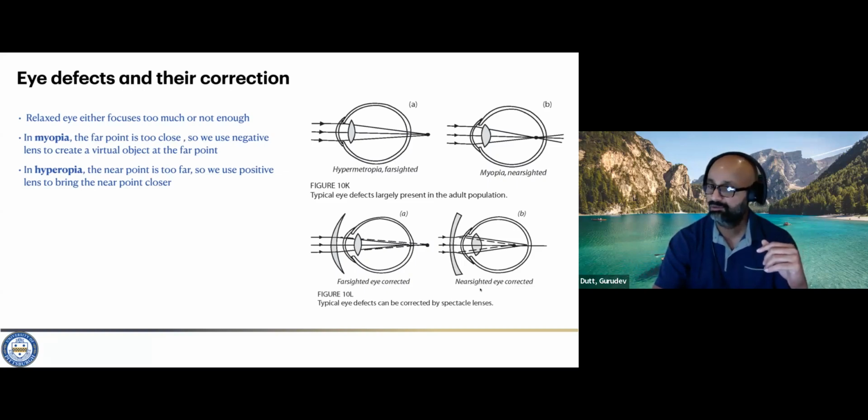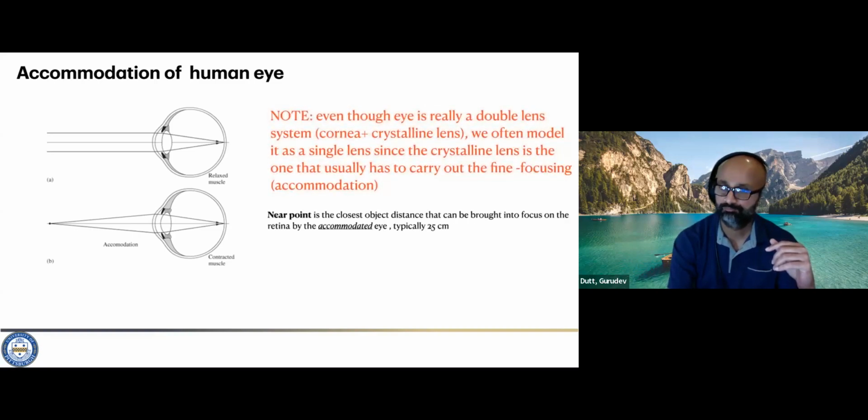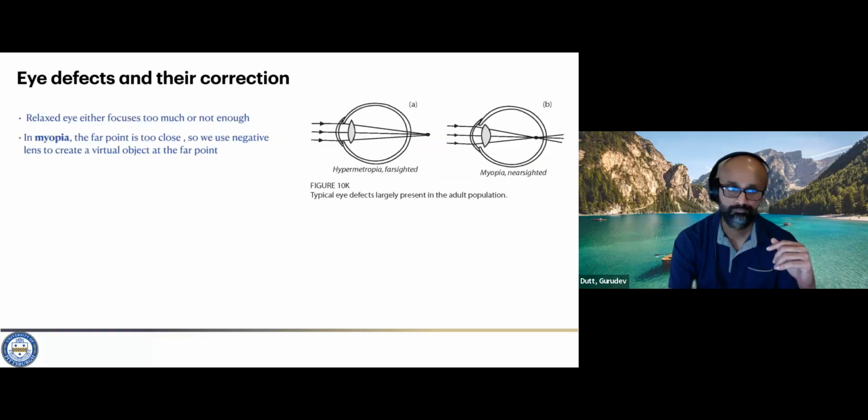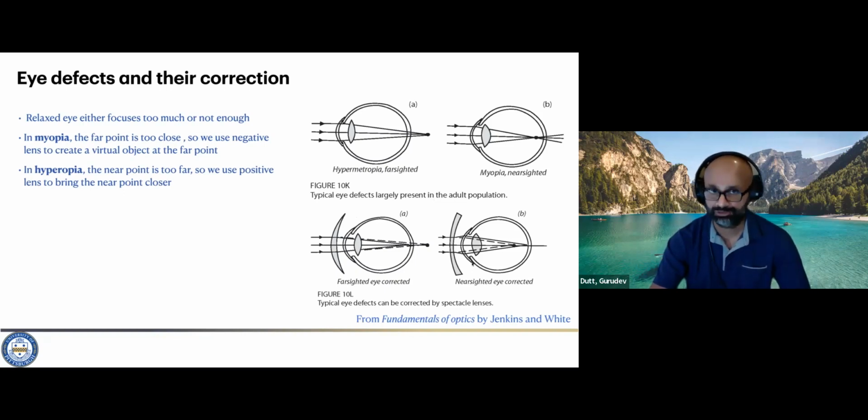Similarly, for the myopic eye, we want the far point to be projected out, so we use a negative lens, and that reduces essentially the total converging power, and that creates a virtual object at the far point that we can accommodate. Now the image, instead of being projected in front of the retina, gets projected onto the retina correctly.